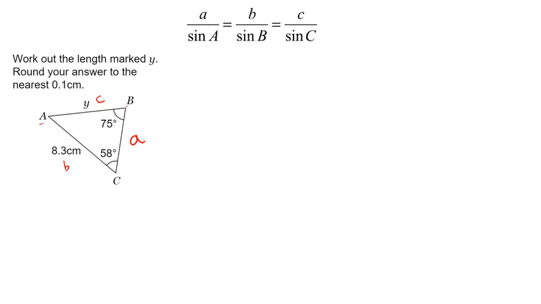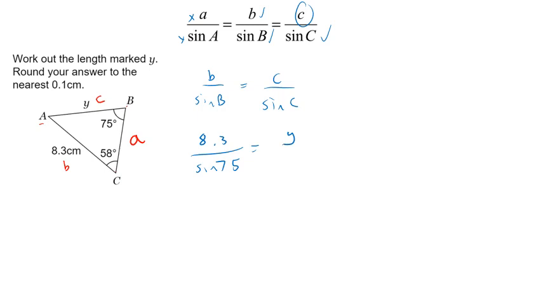Now after that, I would begin thinking about which pair I had. So in this case, I don't have A or A. I have B and B. C I want to find out, and I have angle C. So this is fun. I'm going to write out now b over sine B equals c over sine C. Now b from the diagram is 8.3 over sine 75 equals c. Now c, I could either call it c or I could call it y here. It doesn't make too much difference. So I'm going to go for y over sine 58.